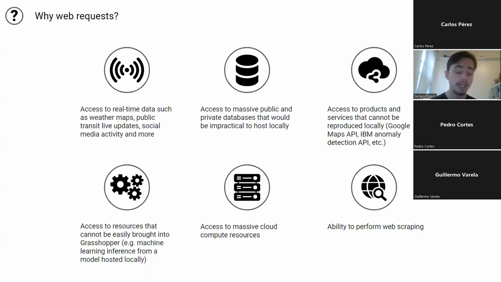Also, being able to make web requests makes it very convenient to even use things locally. So let's say you have a machine learning model that you trained and you want to run inference on that model and use it within your Grasshopper definition.